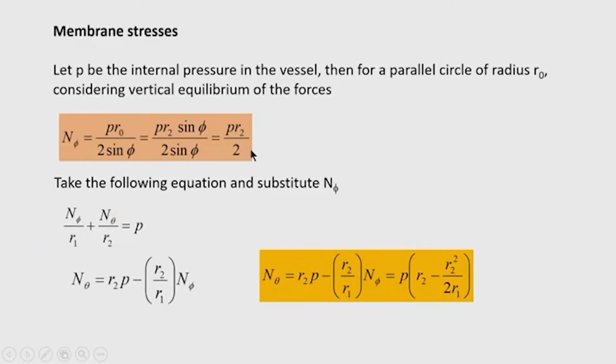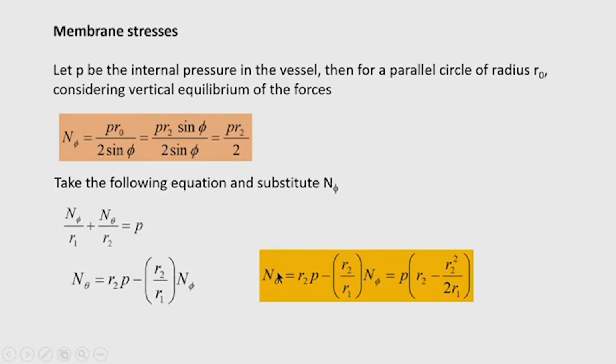Okay. Now, take the following equation and substitute N phi here. So, after substituting, we can get N theta as this, R2 p minus R2 by R1 into N phi. So, N theta is now found in the simplified form, p into R2 minus R2 square by 2 R1. So, two values of membrane stresses are obtained, one is N phi, another is N theta.